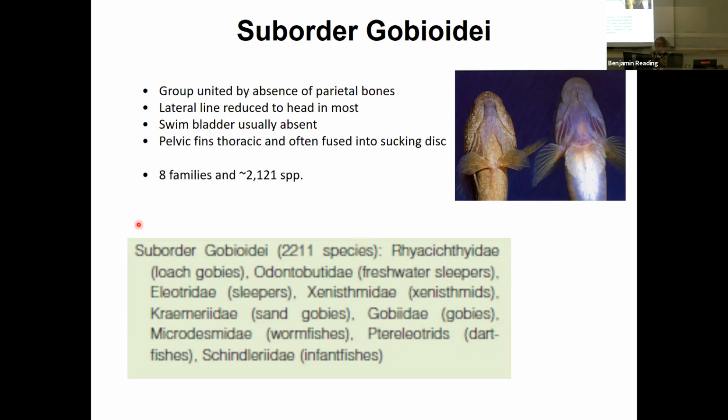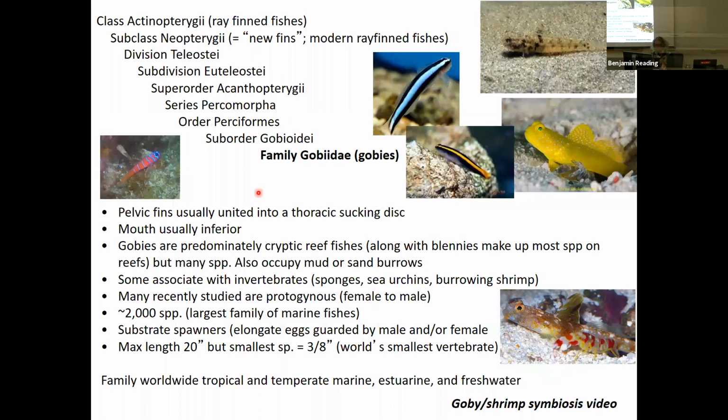suctorial disc. Eight families, really a lot of diversity here, 2,000 species. So there's a lot of diversity there. We're going to talk here about family Gobiidae, the gobies. Pelvic fins, again, are united into this thoracic or pelvic suctorial disc. They sit on the bottom. You can see a lot of these pictures here. They're hanging out on the bottom. Sometimes they'll use that disc to attach to rocks, for instance.